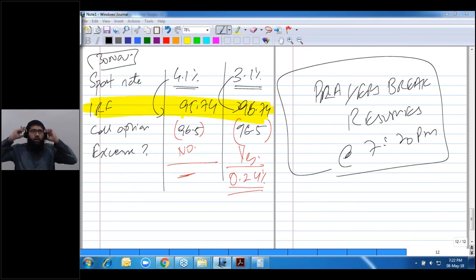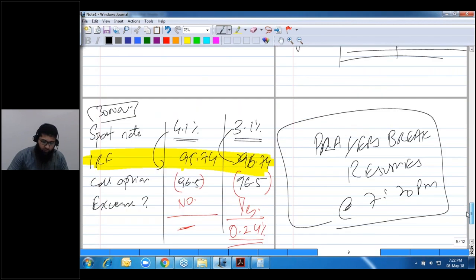Okay, so welcome back. Can you please confirm that you people did get the workings for this 0.24% gain? Are you people okay with this? Now let's move forward. So basically we did discuss the 0.24% gain.